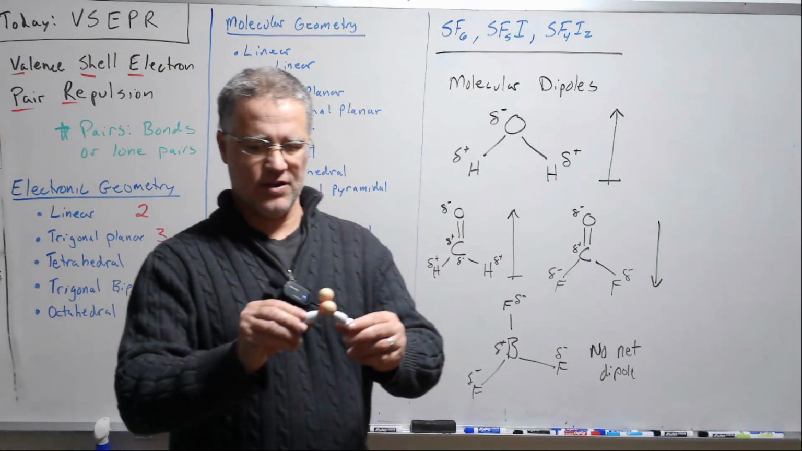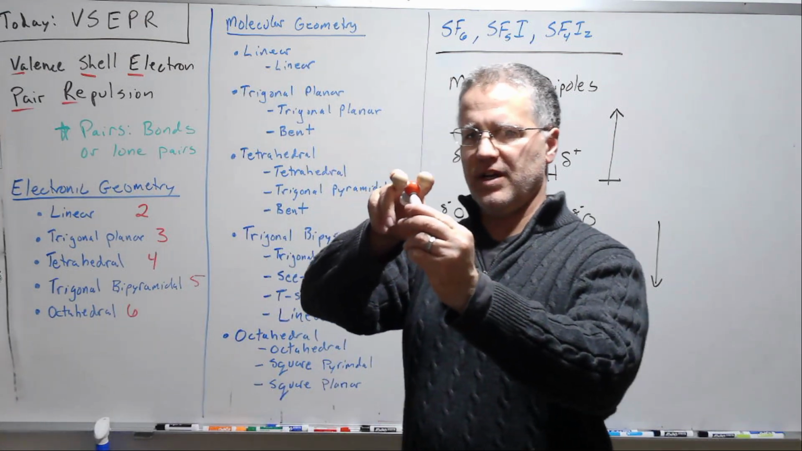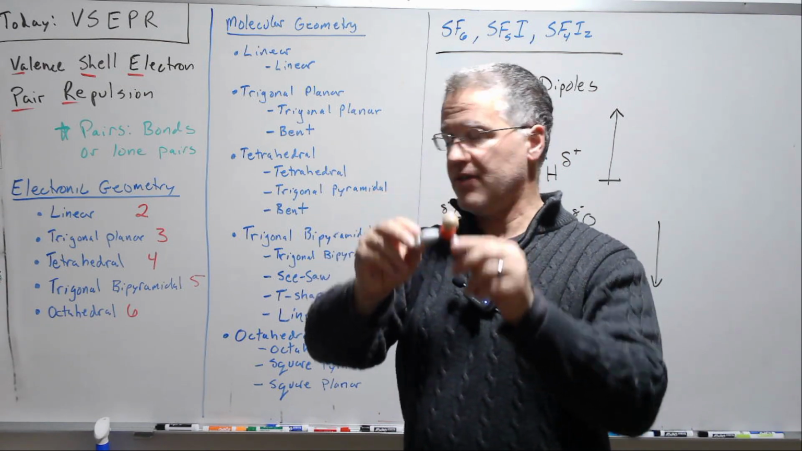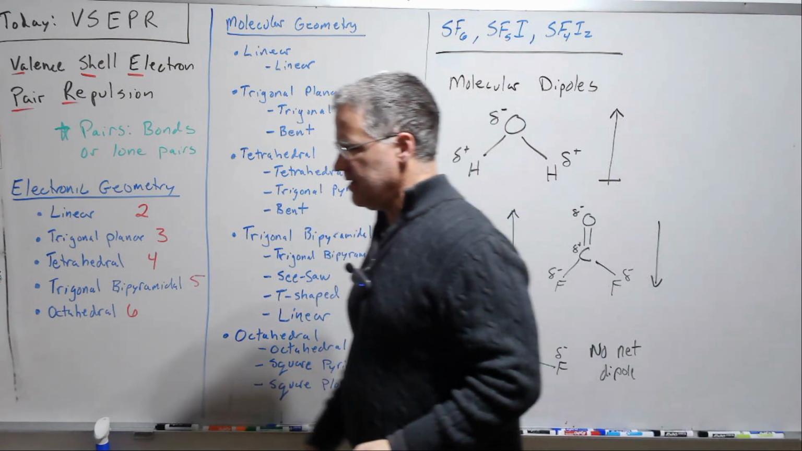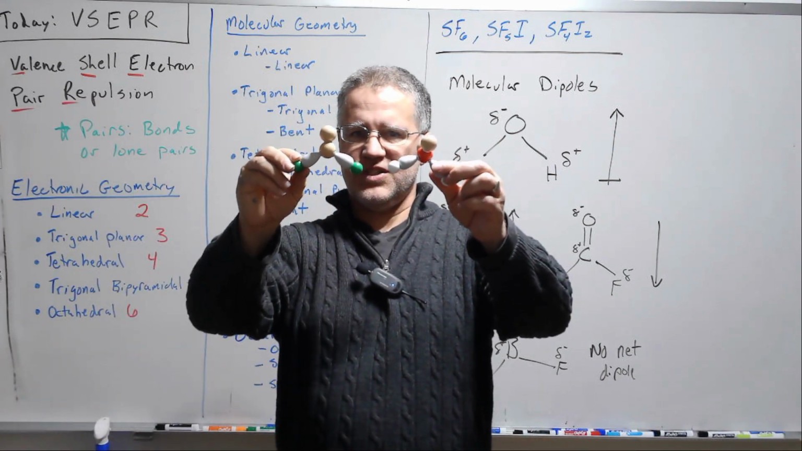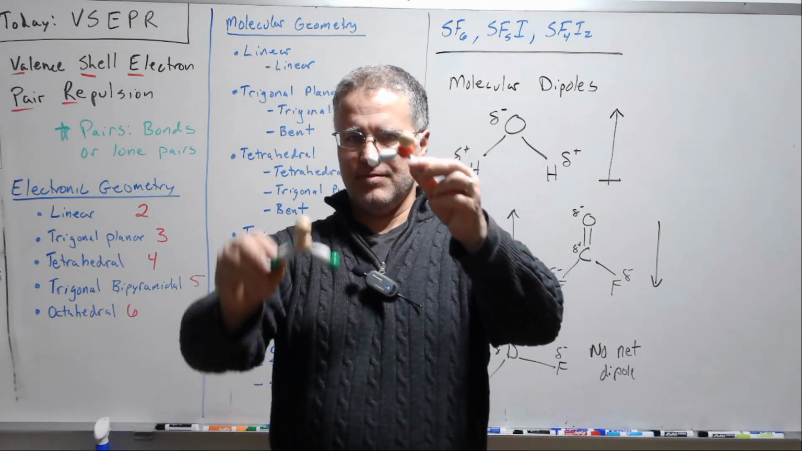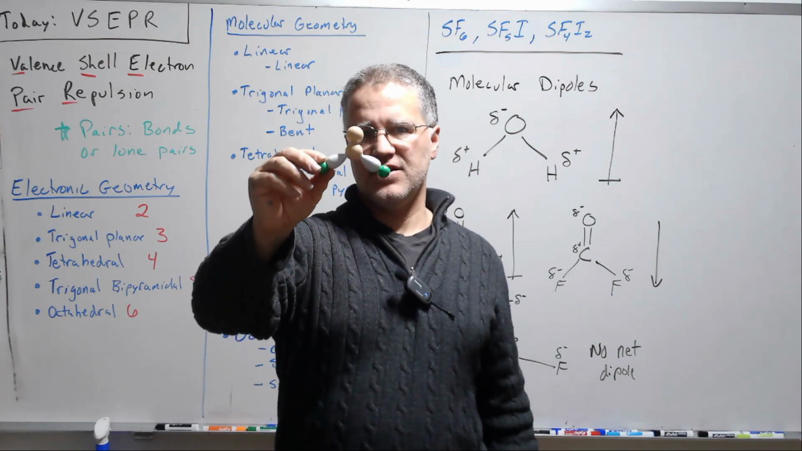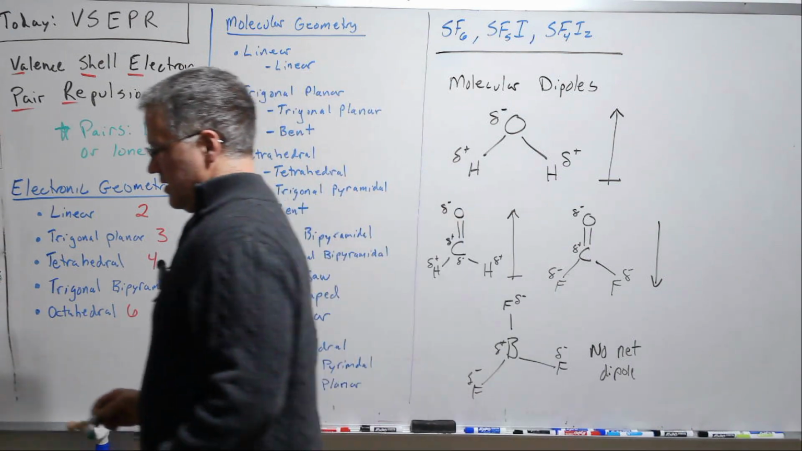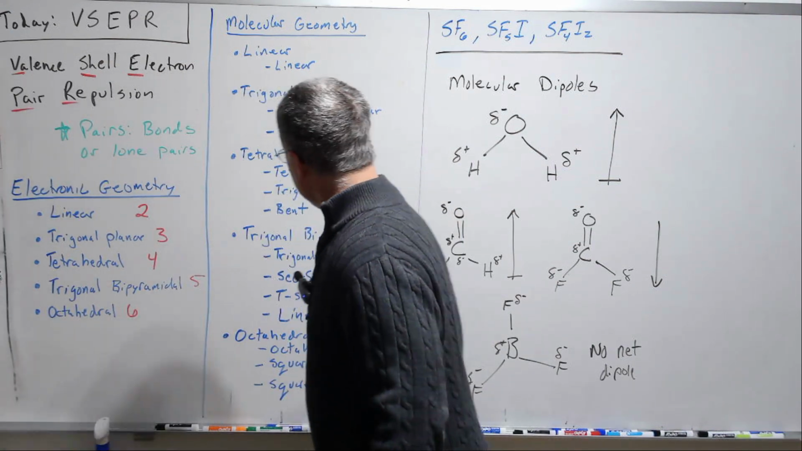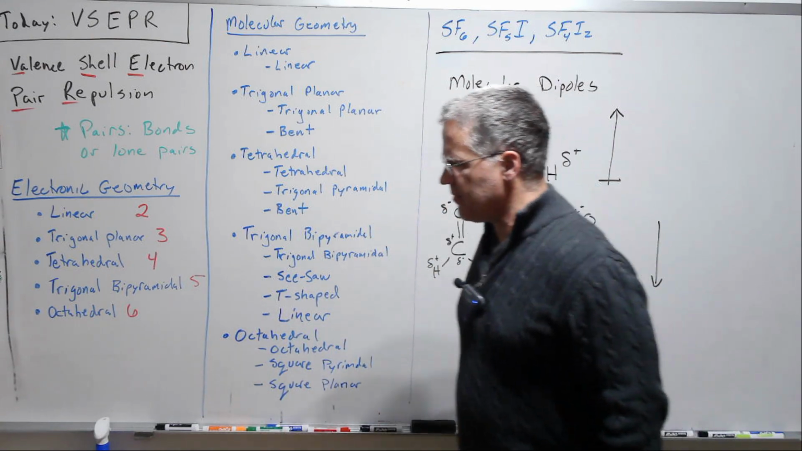And then finally here, if we have two lone pairs, then we're bent. Now notice this is a different bent than this. Both of these have a subgeometry of bent, but this one has a tetrahedral electronic geometry, and this has a trigonal planar electronic geometry.